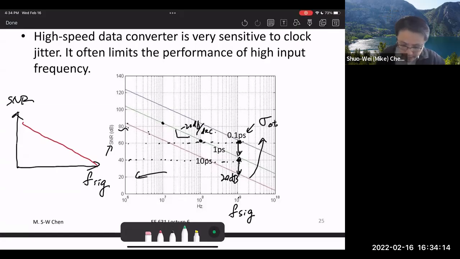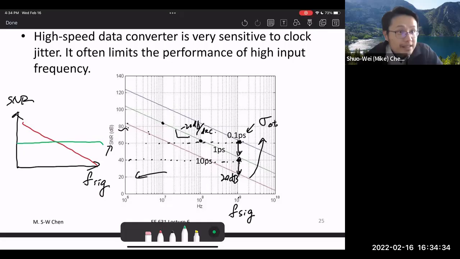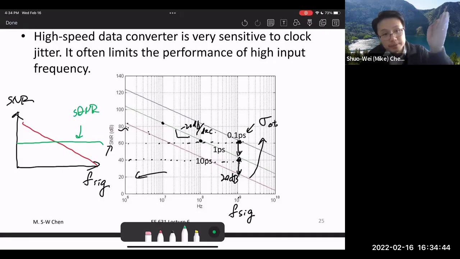And then you also have this, let's say, SQNR. Does it matter what my input frequency is? Remember, we derived SQNR, it's always delta square over 12, so it doesn't depend on the frequency. It's independent, right? So the green line here, let's say this is SQNR, so it's independent of the signal frequency, but then the red line is dependent on the frequency because of the clock jitter.